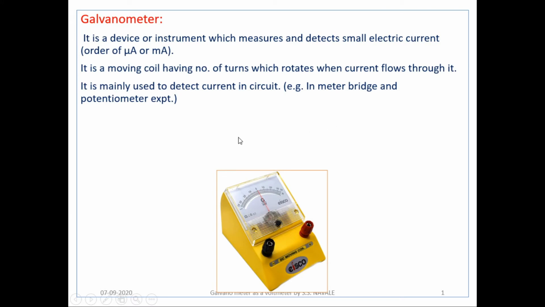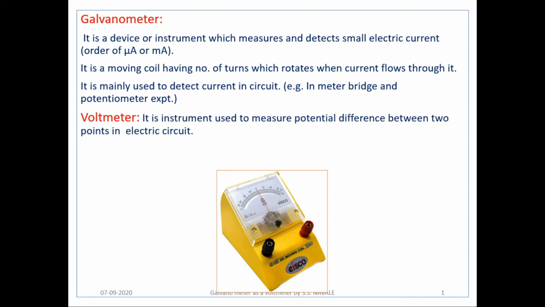So, the application of the galvanometer is that we can use it as an ammeter. For this, we connect a very low resistance in parallel to the galvanometer and it can be converted into an ammeter. Now, the next application is the galvanometer as a voltmeter.